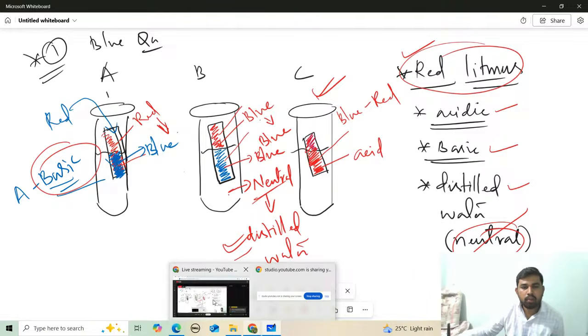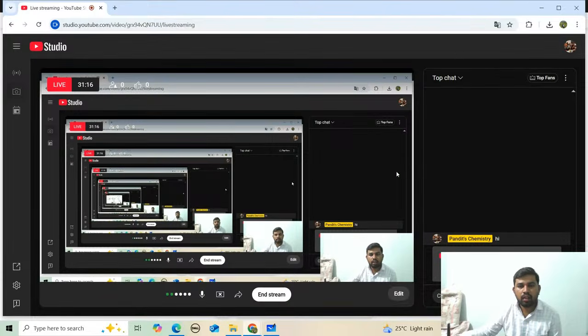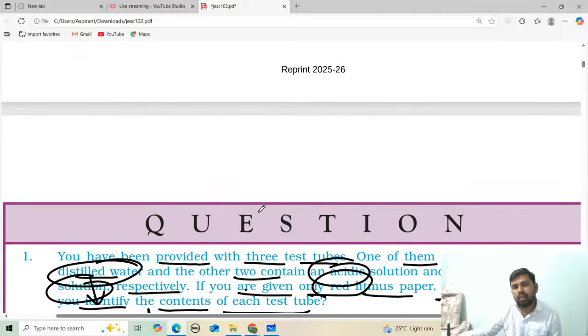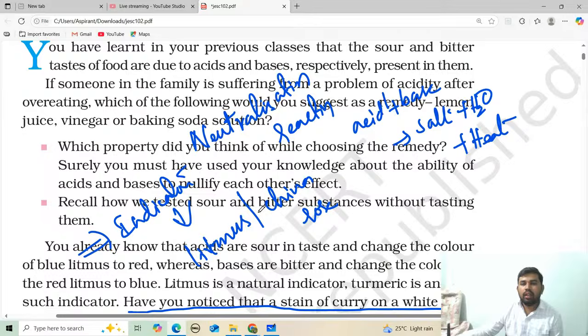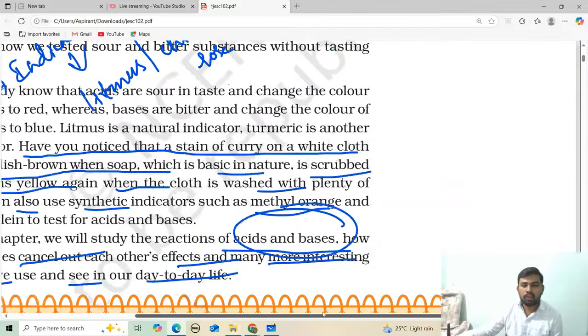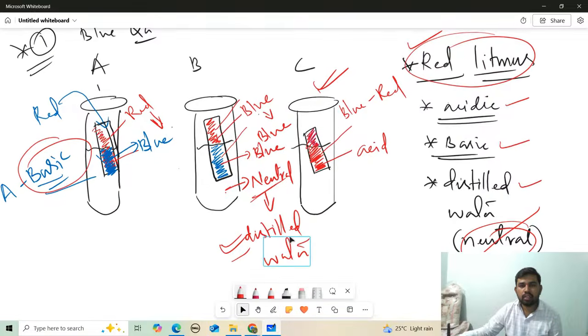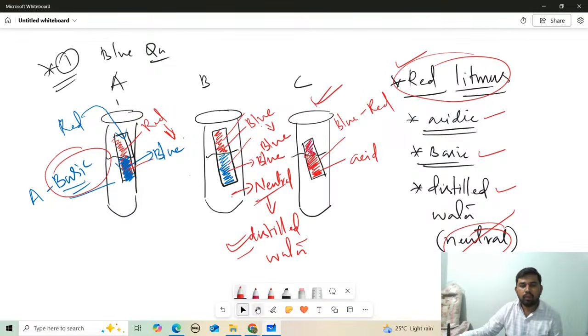Just remember, indicators are of two types. We can say three types also. Based on their sources, indicators are of two types. One is called natural indicators, and the other we can call synthetic indicators.